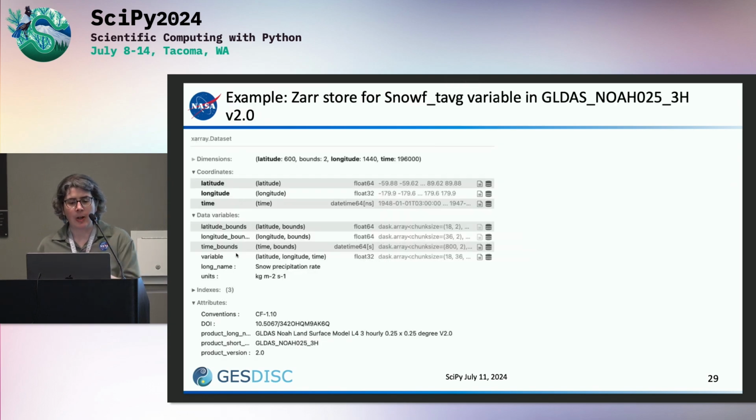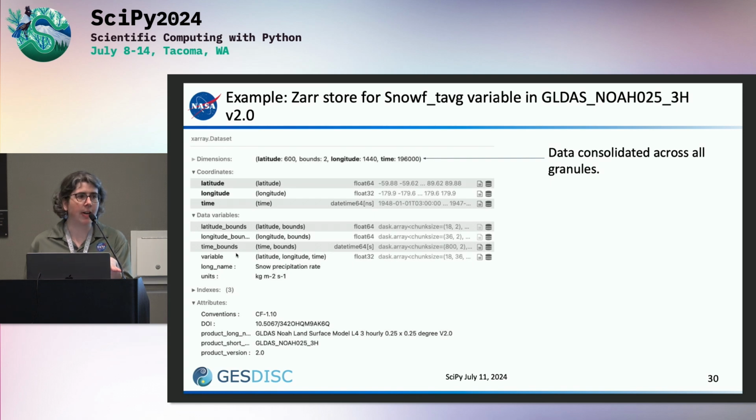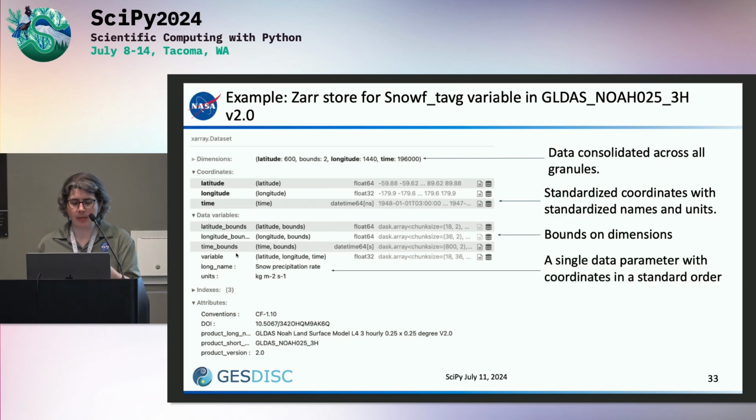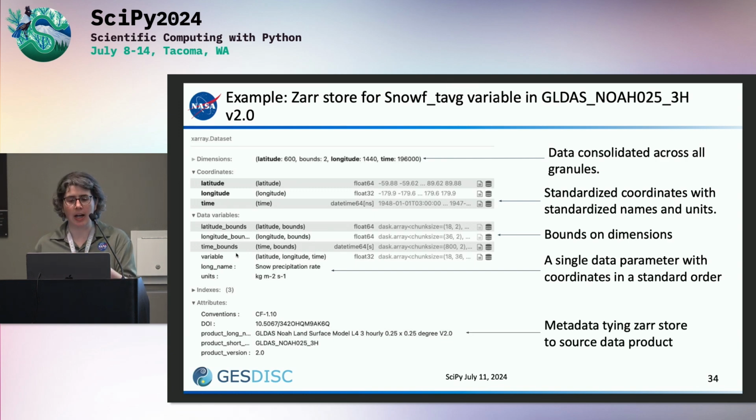Okay. So this is an example of one of our Zarr stores. The data has been consolidated across all granules. That's why you have 196,000 time slices there. We have standardized on latitude, longitude, and time, so there can be absolutely no confusion as to what these coordinates are. We have bounds for them. And then we have this single data parameter, in this case, the snow precipitation rate. And then at the top level, we have some metadata that allows you to tie this Zarr store back with the original source data product, including some documentation with that DOI.